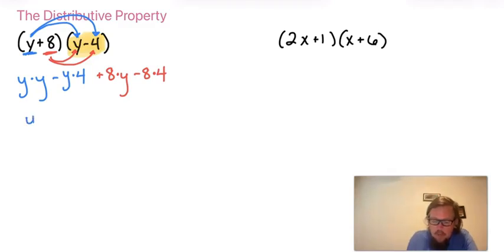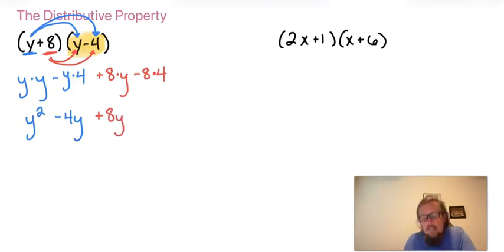Y times y is y squared. Negative y times 4 is minus 4y. 8 times y is 8y. And negative 8 times 4 is negative 32.